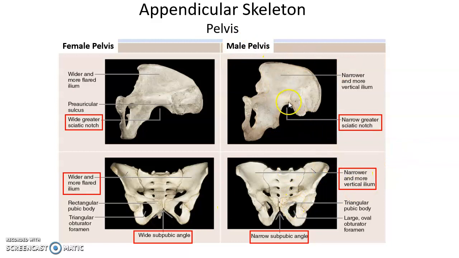The male's pelvis has a narrow greater sciatic notch, has more narrow and more vertical ilium, and a narrow angle below the pubic symphysis. Again, because the male doesn't need to provide extra space for the head of that infant.